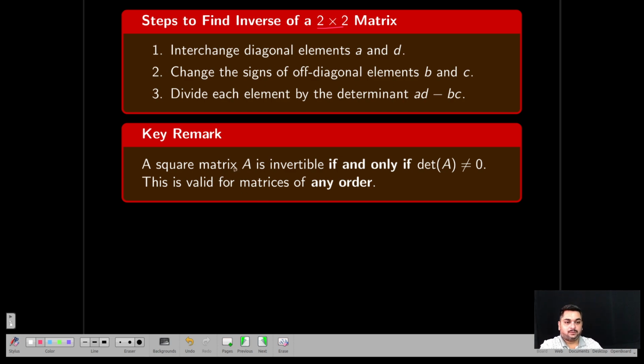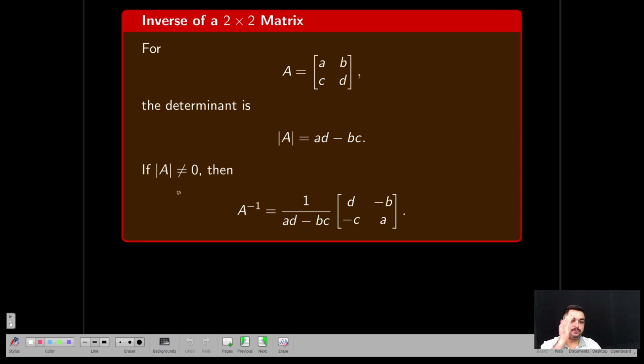Okay. So now one more thing: a matrix is invertible if and only if the determinant is not equal to 0. We'll see why later. Now, how to find it? First, find the determinant. The determinant of this matrix is given by AD minus BC.